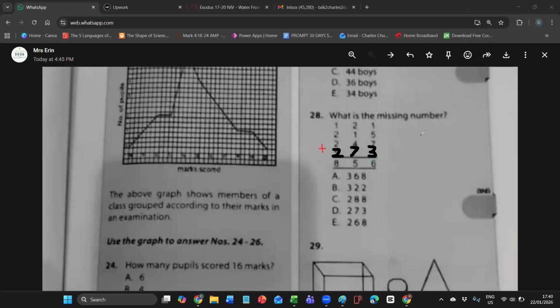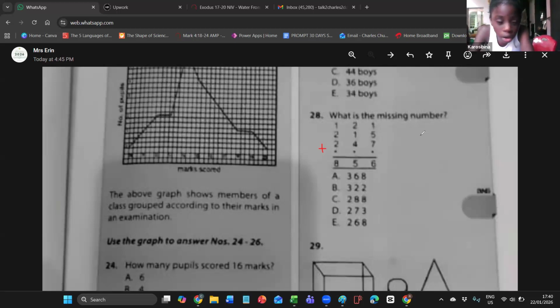Okay, we will use 1 plus 2. 1 plus 2 is 3. 2 plus 3 plus 2 is 5. 5 plus 2 is 7. 7 plus the 1 that we carry is 8. So the answer is this one. 273, right? Yeah.